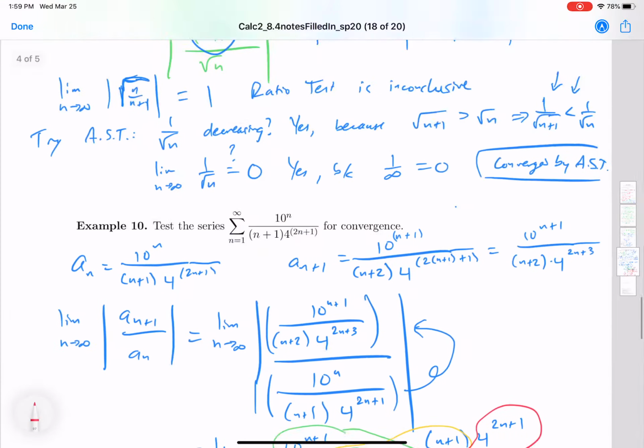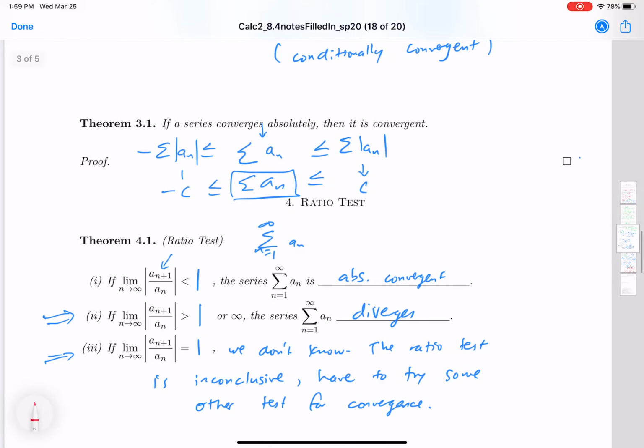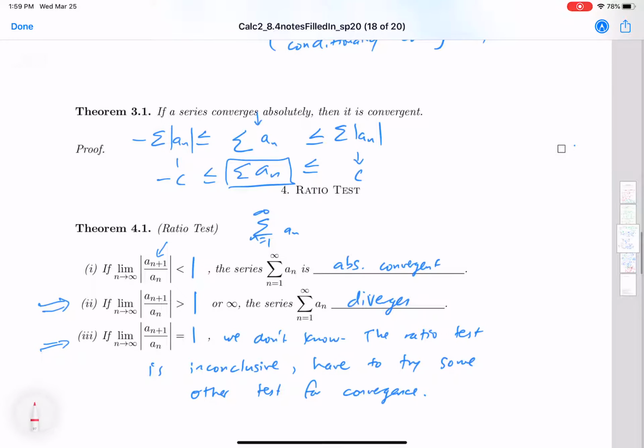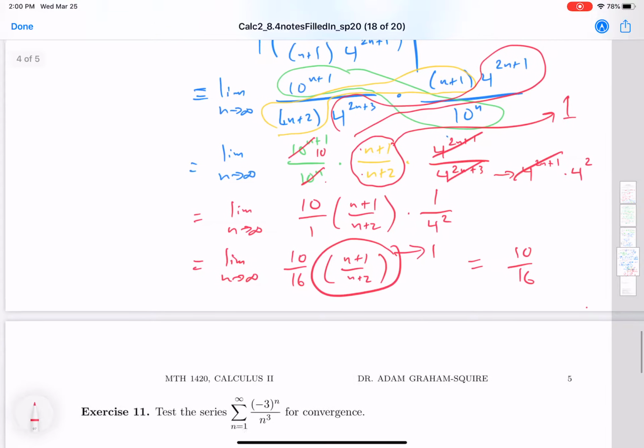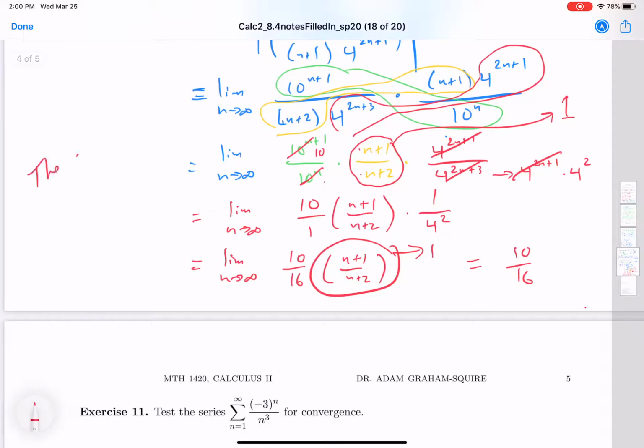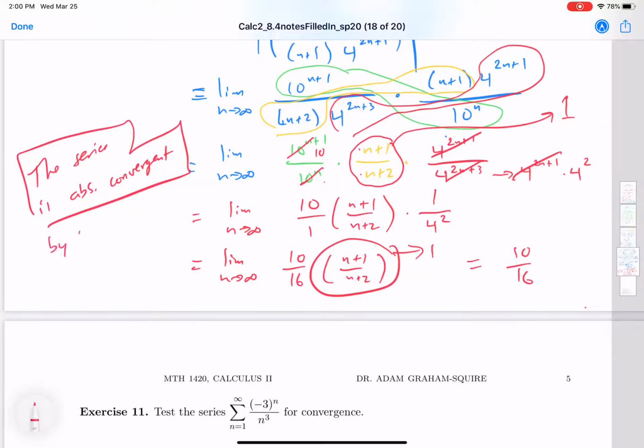So what does the ratio test tell us? I did that whole long thing, and looky there. We're in option 1. So that series is absolutely convergent by the ratio test.